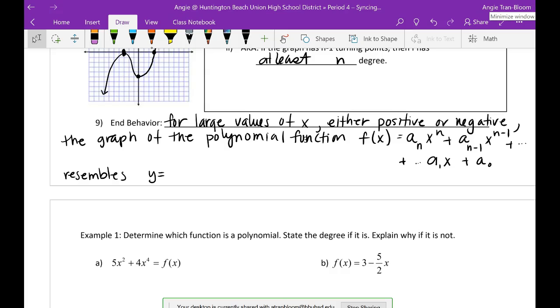It would be like the largest number. Yeah, it would just look like this very large first term. So it would just look like y, or sometimes we use f of x, a sub n times x to the nth. It's always that first term, okay?